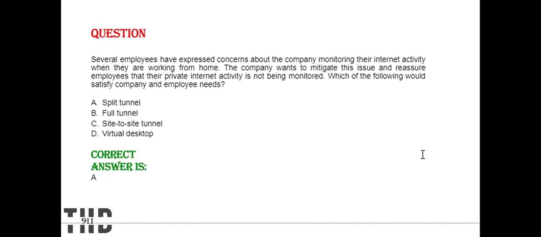Several employees have expressed concerns about the company monitoring their internet activity when they are working from home. The company wants to mitigate this issue and reassure employees that this private internet activity is not being monitored. Which of the following would satisfy company and employees need? Option A, split tunnel. Option B, full tunnel. Option C, site to site tunnel. Option D, virtual desktop. Correct answer is option A.